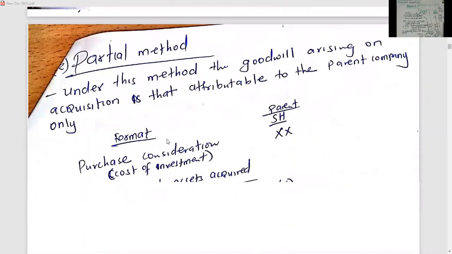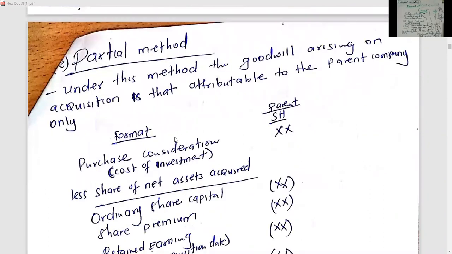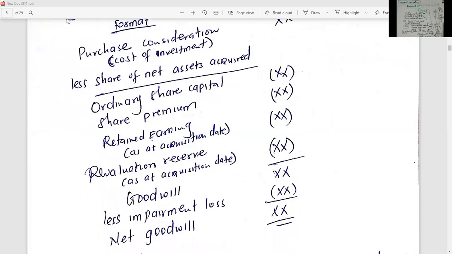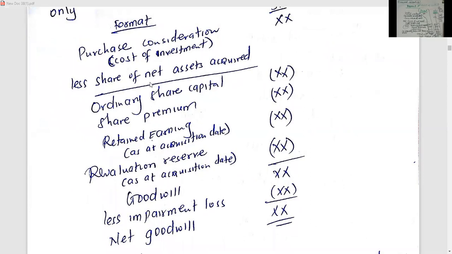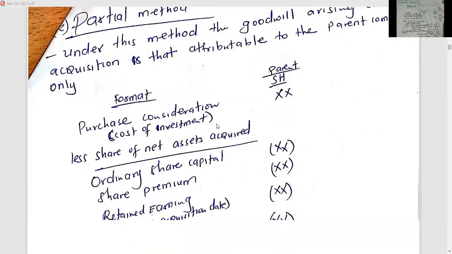So I'm talking about the partial method. Under this method, goodwill arising on acquisition is attributable to the parent company only. In this scenario, you can see that the goodwill is only attributable to the parent, so there would be no NCI. To use this method, you can't see additional information mentioning that the fair value of the non-controlling interest was a certain value. So the NCI will not be measured at its fair value, and the goodwill using the partial method will only be attributable to the parent company.